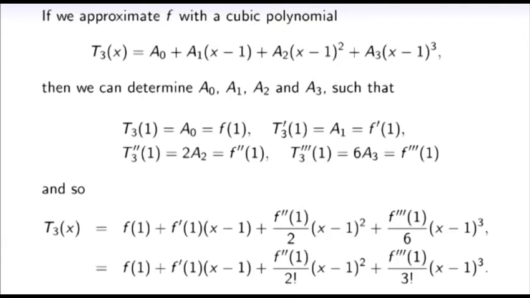At the very bottom, I'm rewriting this slightly differently using factorials. I write 2 factorial instead of 2, and I write 3 factorial, so 3 times 2 times 1, instead of 6. It will become clear why I'm doing this in a moment. So let us have a look at what T3 looks like when we put it on our graph.